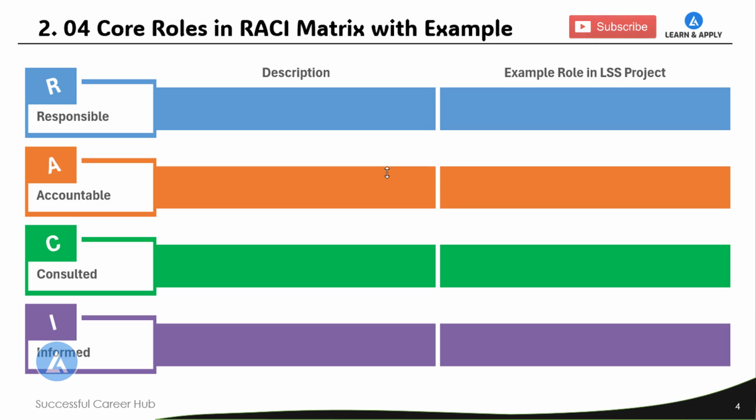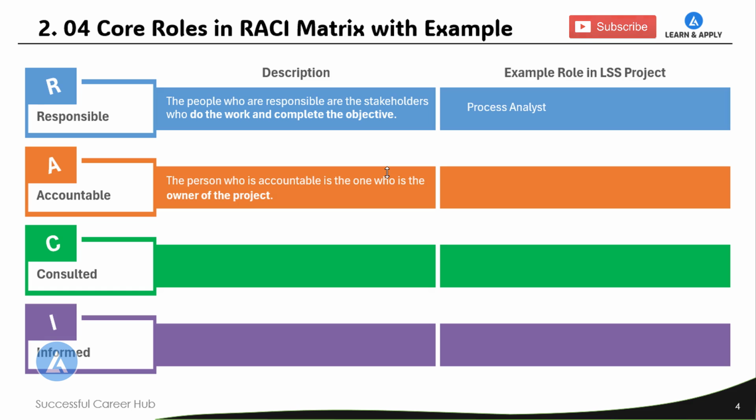We are going to take an example of a Lean Six Sigma project. As we discussed, the first role in RACI Matrix is R, that is responsible. The people who are responsible are the stakeholders who actually do the work and complete the objective of the task or project. In Lean Six Sigma project implementation, that role can be taken by the process analyst or process owners. The next role is accountable. The person who is accountable is the one who is owner of the project. In Lean Six Sigma project implementation, the accountable person will be the project champion.